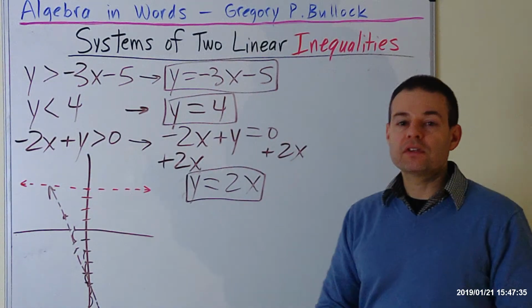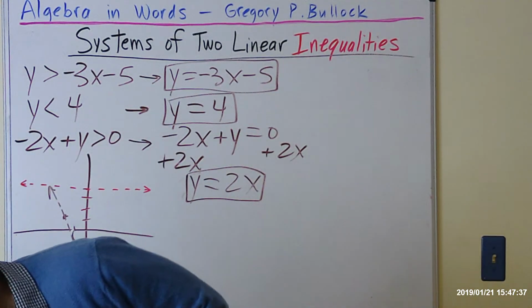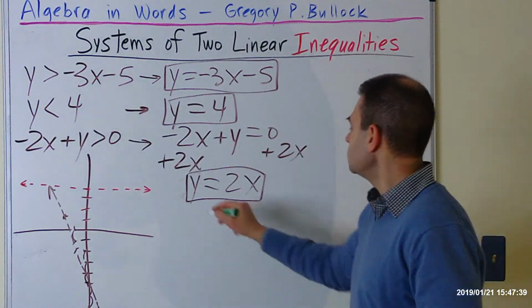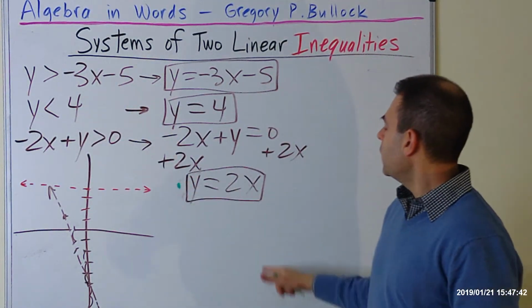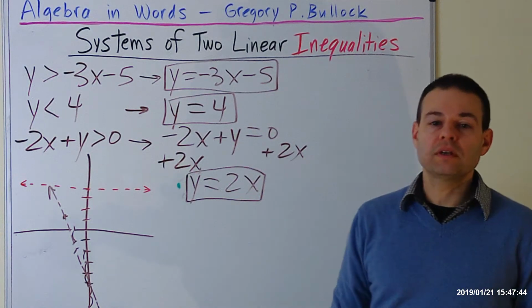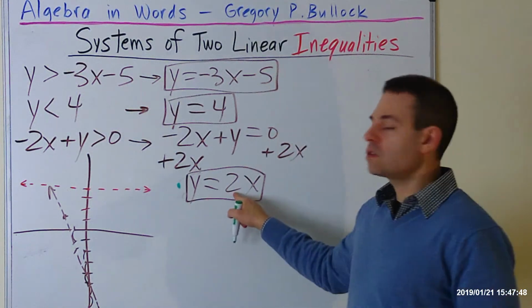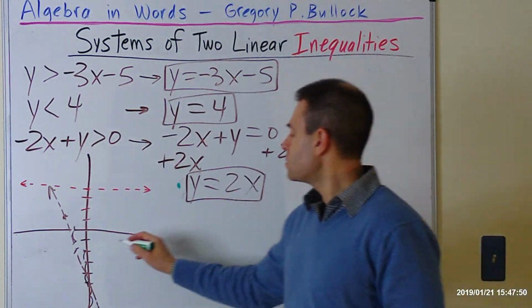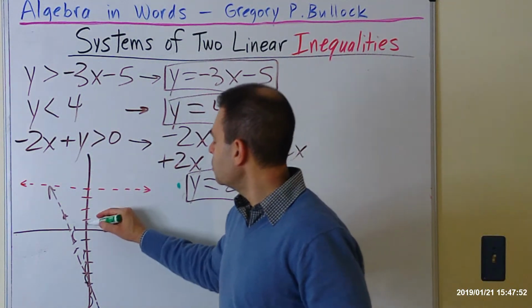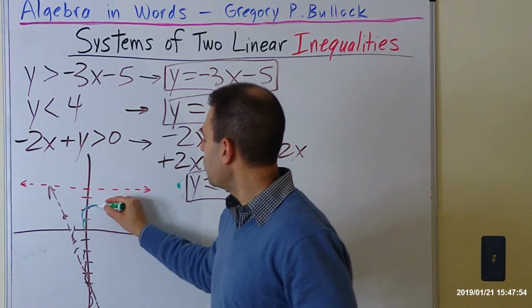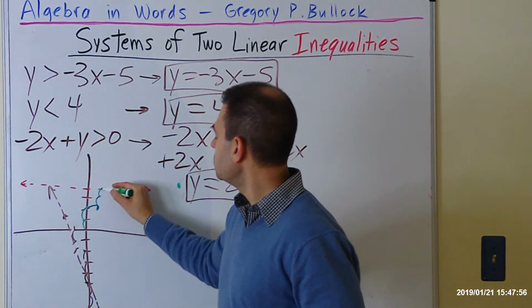And last, we have this equation. I'll use green for that. And what's the y-intercept here? It's actually 0. So we're going to start at 0 and use the slope 2 over 1. So starting here, 2 over 1, up 2, and to the right 1. And up 2, and to the right 1.